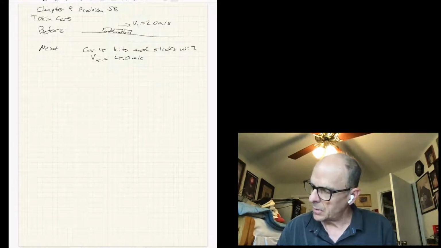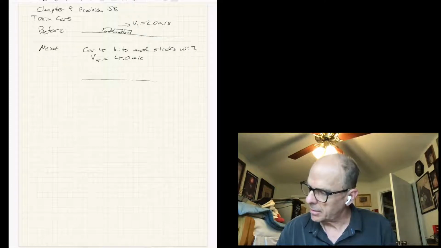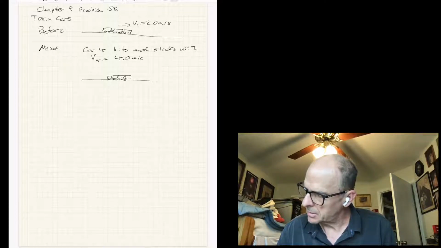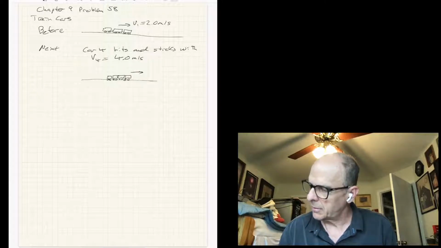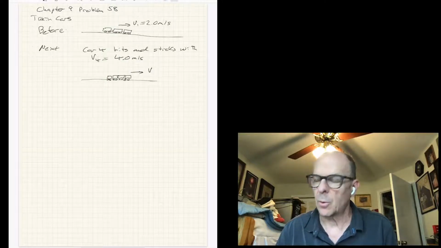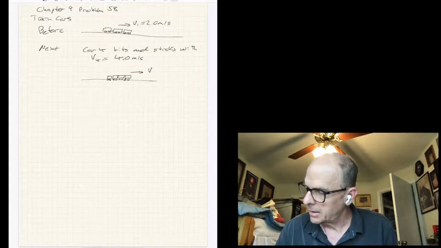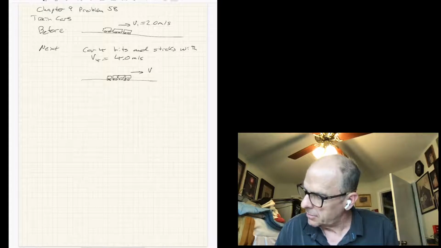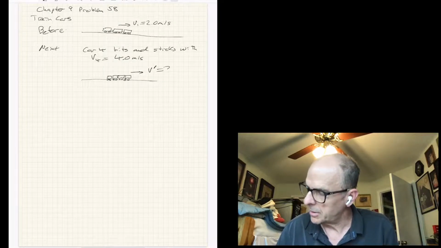So that then we have four cars stuck together, and they're traveling in this direction. Which I'll call, I shouldn't have called that one V4. I'll just call this one V prime, which is unknown.